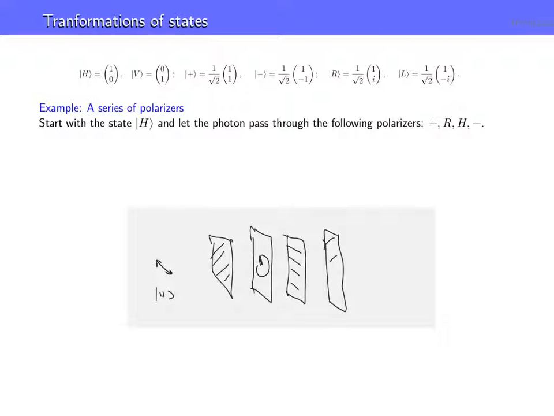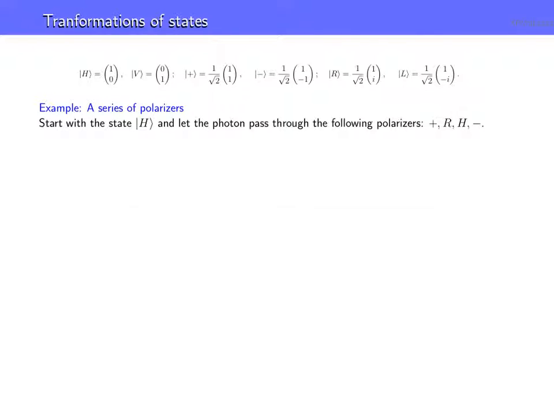So this would be minus in that direction. And then we want to see what we're going to call psi after. Like that. So that's how we're going to carry this out. Okay, and the question is, how do we represent this?